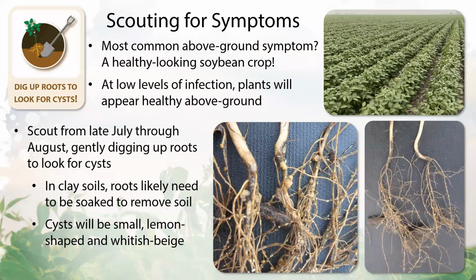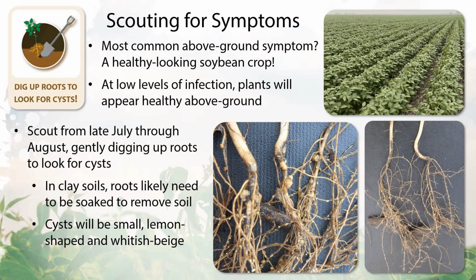So we should actively look for SCN this upcoming year in our soybean and dry bean fields. The most common above ground symptoms will actually be a healthy looking field, especially as this pest is getting established. We won't see above ground symptoms unless the crop is under water stress from dry, sandy, coarse soils, or SCN numbers are really high in that field.